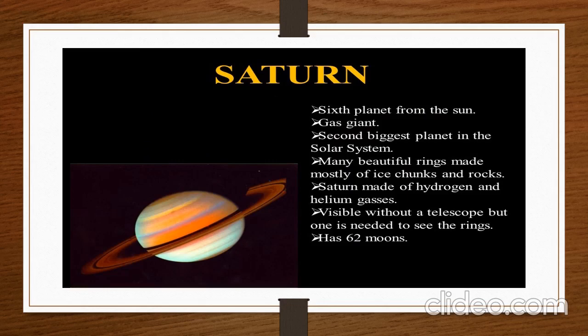Saturn is the sixth planet from the sun. And why is it unique? It is unique because of its beautiful rings made mostly of ice chunks and rocks. It is the second biggest planet in the solar system and it is made up of hydrogen and helium gases. Visible without a telescope, but one is needed to see the rings. And how many moons does it have? Yes, it has 62 moons.